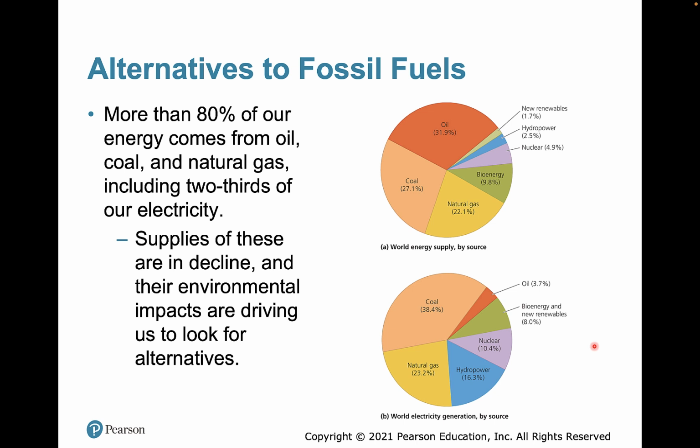So more than 80% of our energy supply in the world comes from coal, oil, and natural gas. So if you add these up, coal, oil, and natural gas, you get more than 80%. And 2/3 of that, coal and natural gas and oil together, are used to generate electricity.